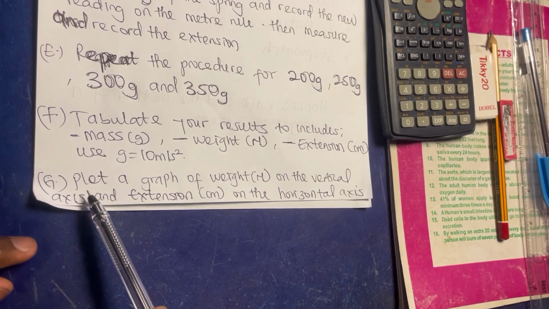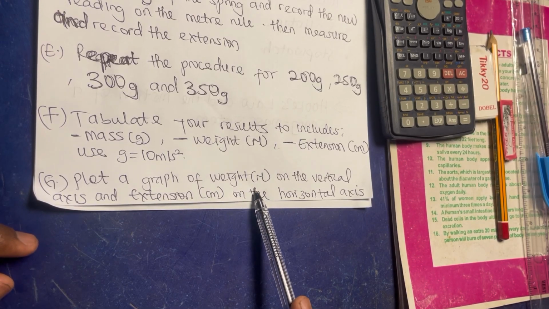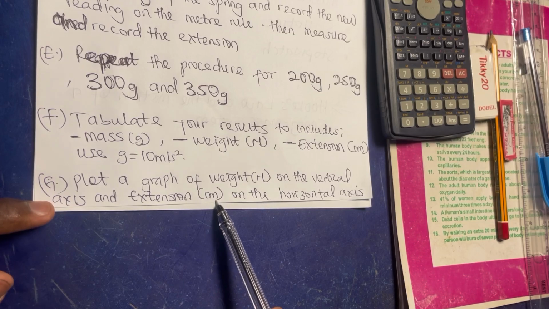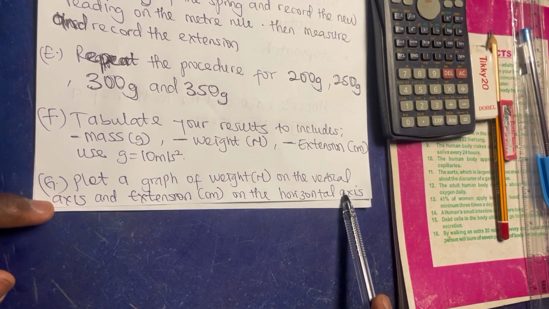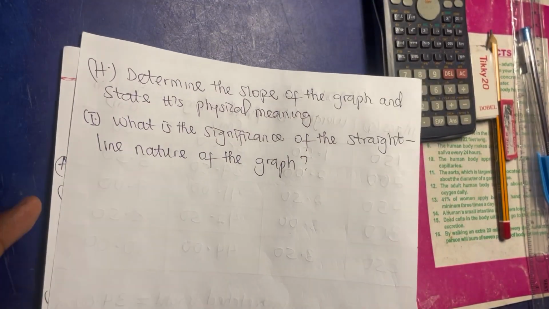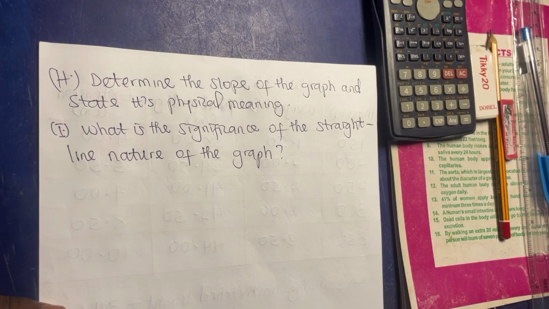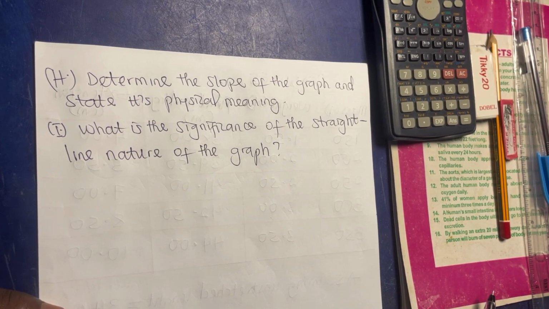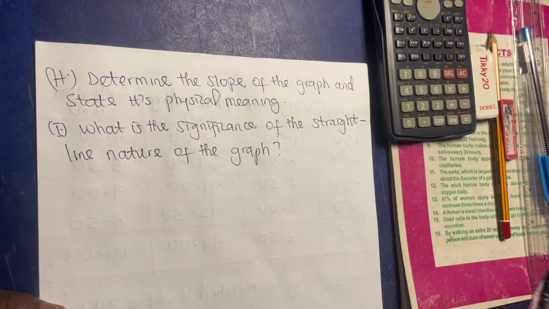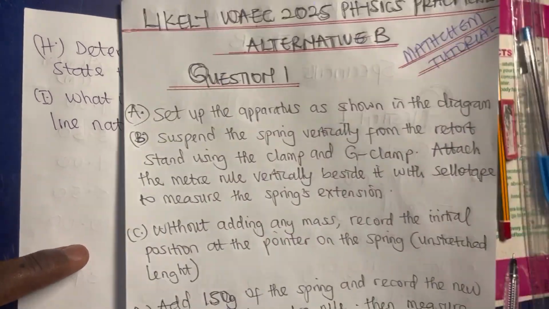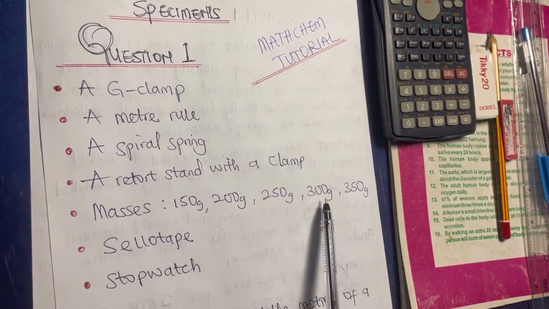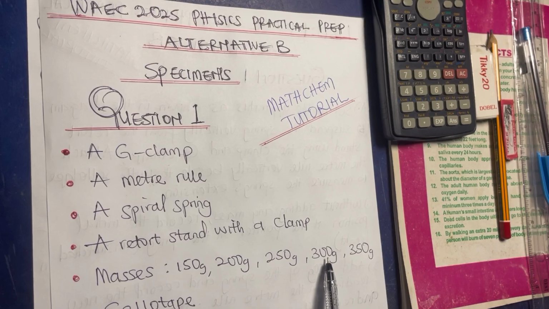So then G says you should plot a graph of weight in Newton on the vertical axis, and extension in cm, centimeter, on the horizontal axis. And then the next question says that you should determine the slope of the graph and state its physical meaning. Then the last question says, what is the significance of the straight line nature of the graph. So that is my predicted questions from this particular specimen that WAEC gave for this 2025 Physics Practical Alternative B.